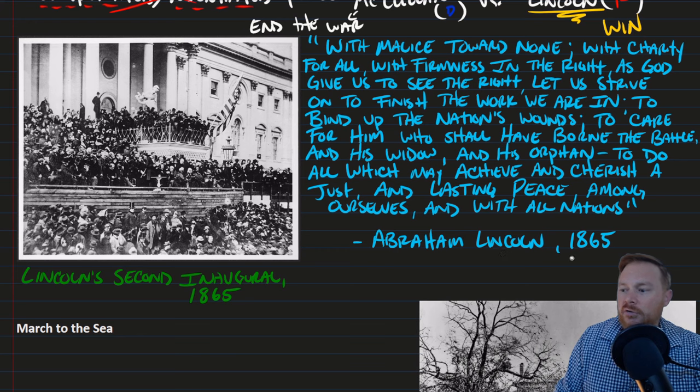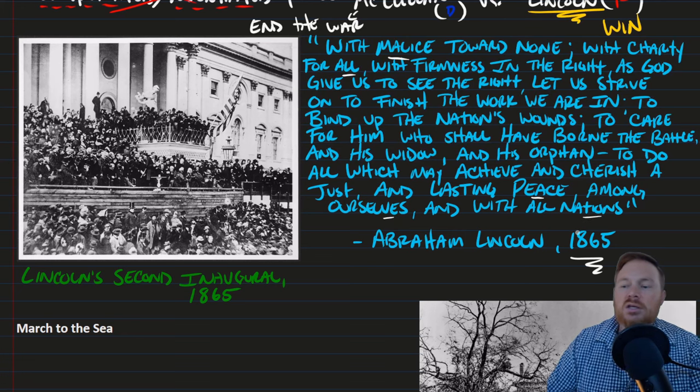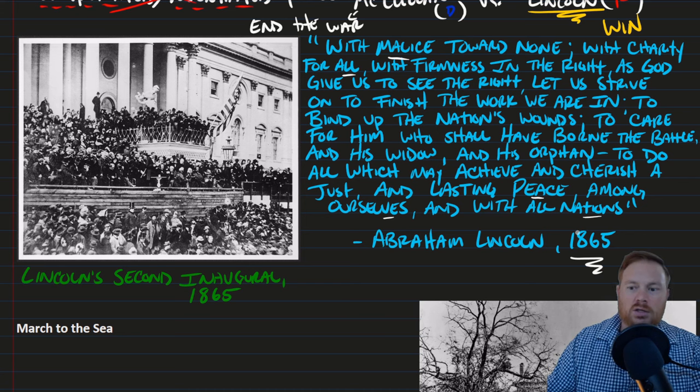In his second inaugural address in 1865, Lincoln said, quote, "With malice towards none, with charity for all, with firmness in the right as God gives us to see the right, let us strive on to finish the work we are in, to bind up the nation's wounds, to care for him who shall have borne the battle, and his widow and his orphan, to do all which may achieve and cherish a just and lasting peace among ourselves and with all nations." So Lincoln very clearly is already gearing his speech here towards a rebuilding project.